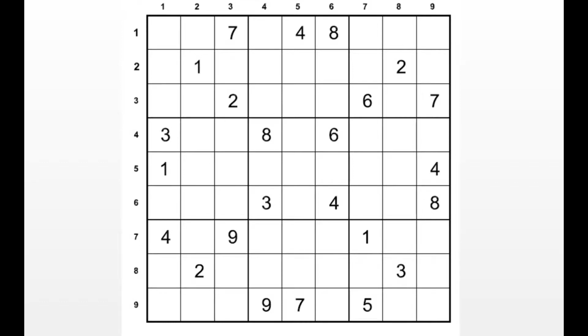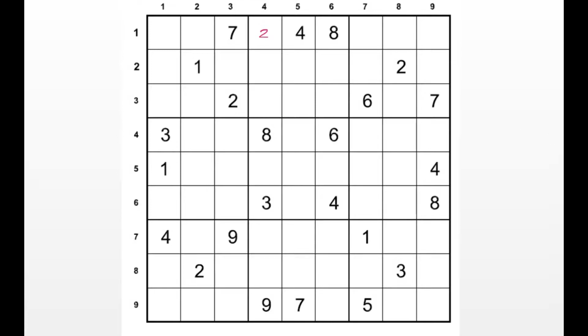Okay, let's see what we can do here in this puzzle. Let's try with number 2 here. Here is number 2, and 2 cannot be in these 3 cells. 2 is here also, and 2 cannot be in these 3 cells, which leads that number 2 will be in this cell.